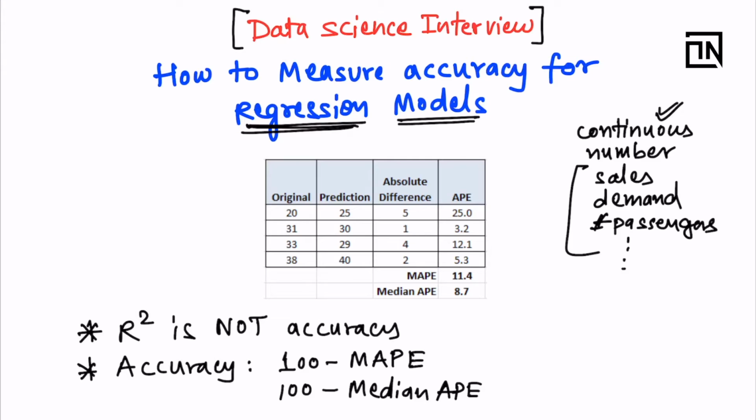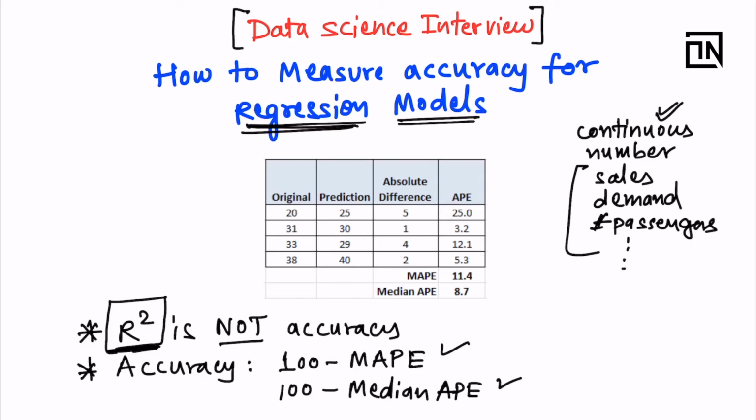Okay, now in these scenarios, how do you measure and tell your client the accuracy of your model? This is what I'm going to discuss in this video. All right, first of all, let me start with a common misconception that r squared is taken as the accuracy measure, but it is not the accuracy. Accuracy is measured using 100 minus MAPE or 100 minus median APE, the calculation which I'm showing here in the table form. Okay, I'll discuss that quickly now.